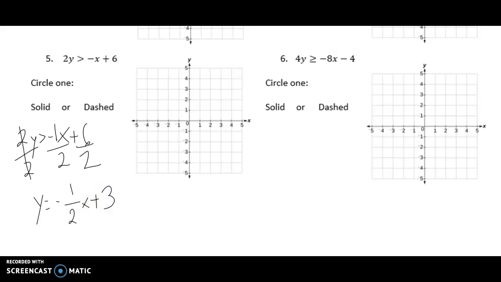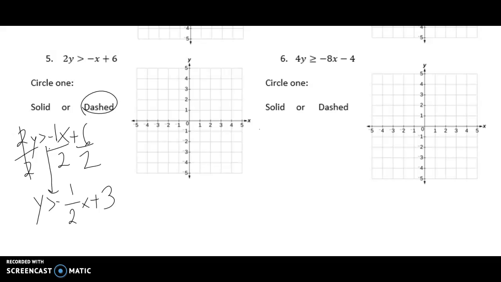Oh, I did an equal sign. This might be something that trips you guys up. It clearly just tripped me up. Make sure you bring that inequality down with you. It's not equal. It's greater than. And it's greater than, not greater than or equal to, so we know it's dashed. Could I have done that without doing that extra section? Yes. Will I do it again in 6? Yes.